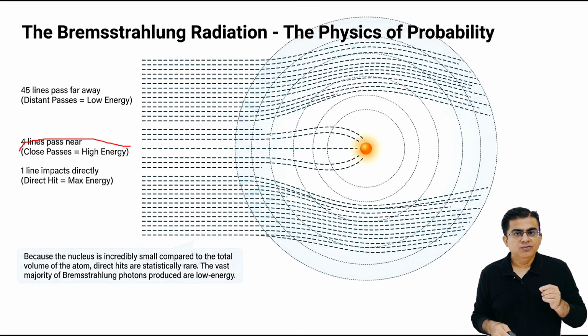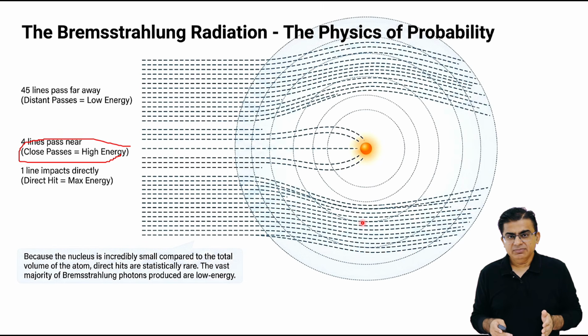Now, look at 4 lines that pass relatively close to the central nucleus. These 4, 2 above and 2 below, these ones. These close passes create the high energy photons, but they are still quite an uncommon event. Finally, look at the remaining 45 lines that travel very far away from that center. These ones.